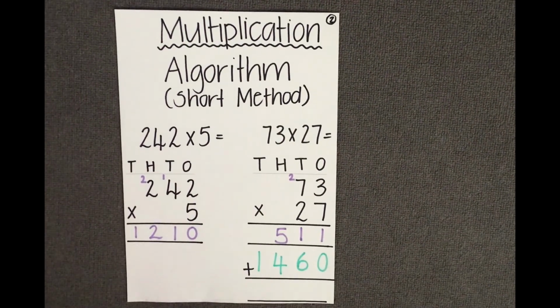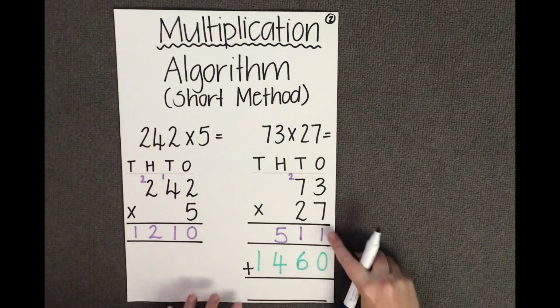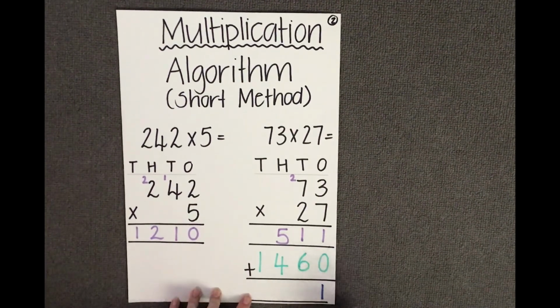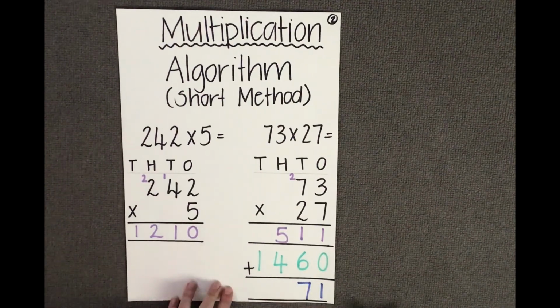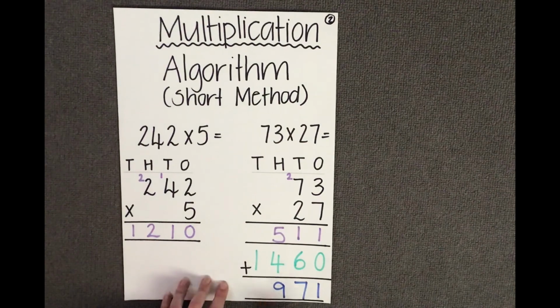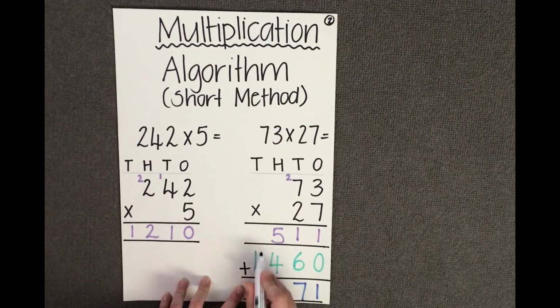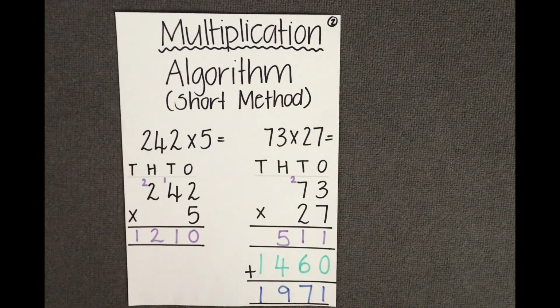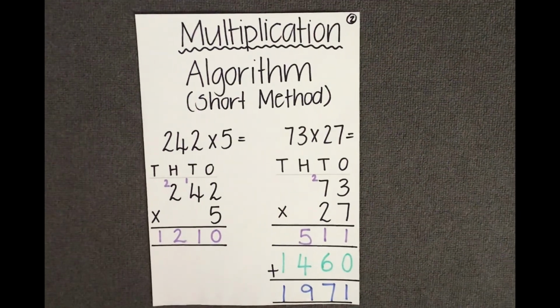Now we have our 2 answers here. We have to add those together. So we have 1 add no ones is 1. 10 add 6 tens is 7 tens. 500 add 400 is 900. And 1000 add no thousands is 1000. So the answer to 73 times 27 is 1971.